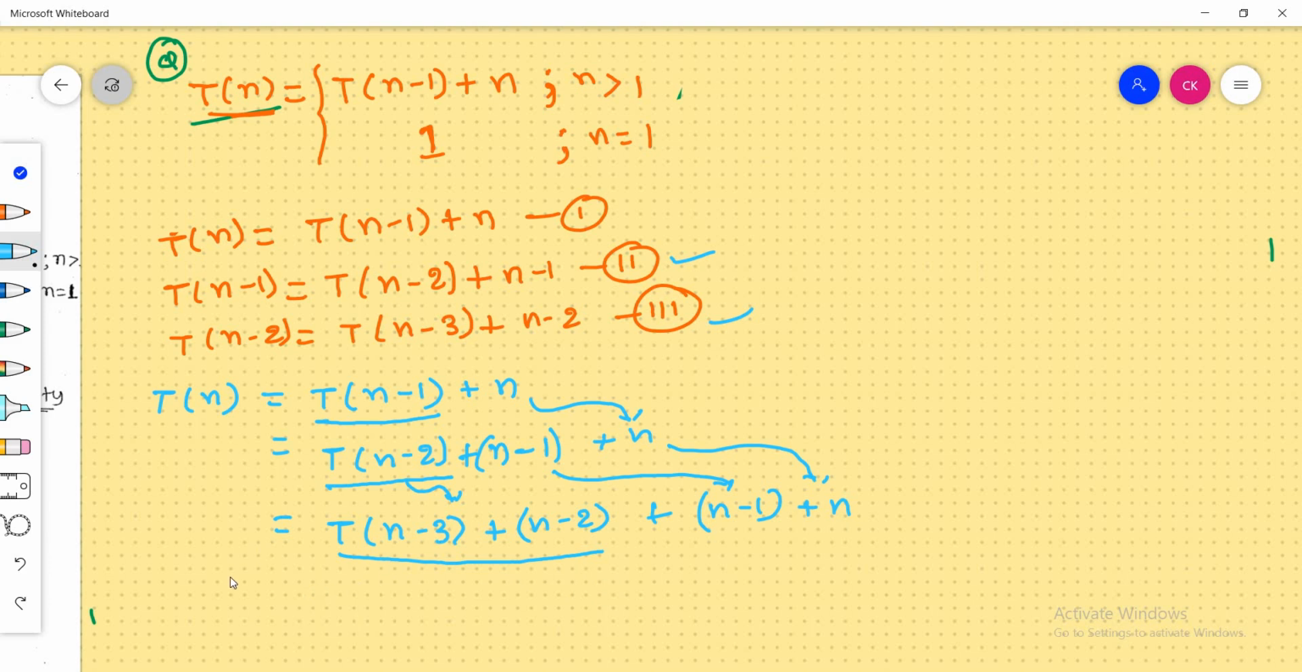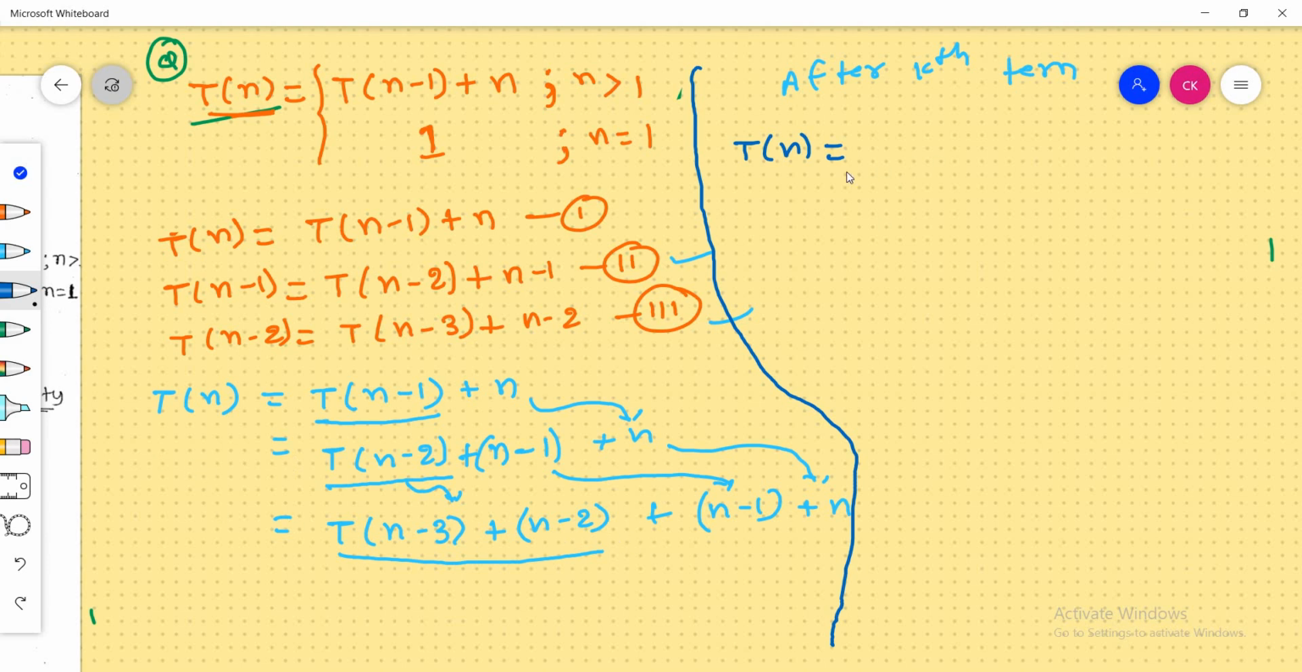Now after k terms, after the kth term, so what is the kth term? This T of n is equal to, let us suppose, T of n minus k plus, if this is T of n minus 3, then this is n minus 2, meaning minus 1. So if T of n minus k, then this will be n minus k minus 1. Any problem? If this is 3, n minus 3, then the last term is 2. So if this is n minus k, then it will be k minus 1. I hope there should be no problem.